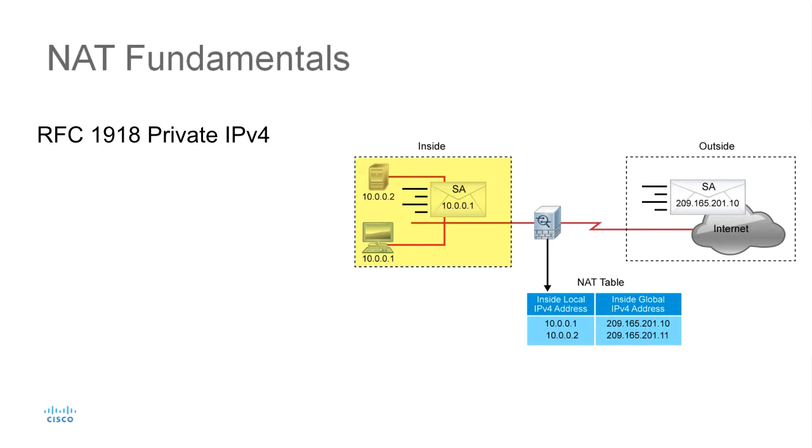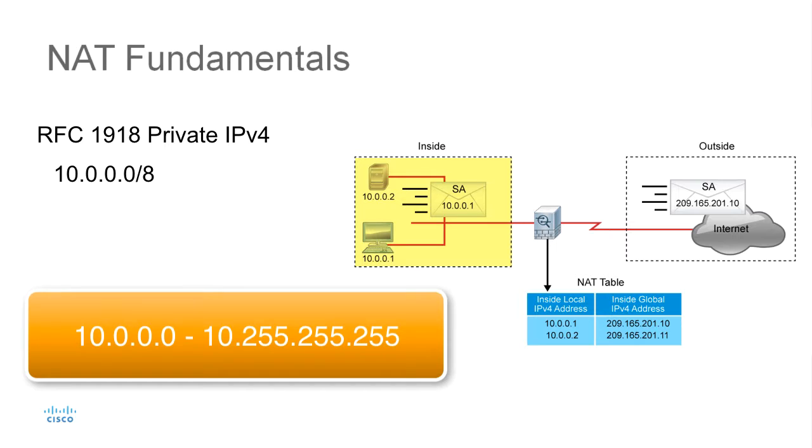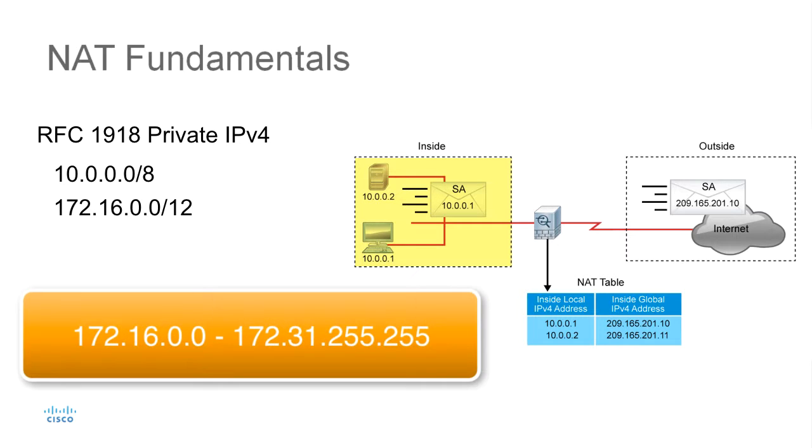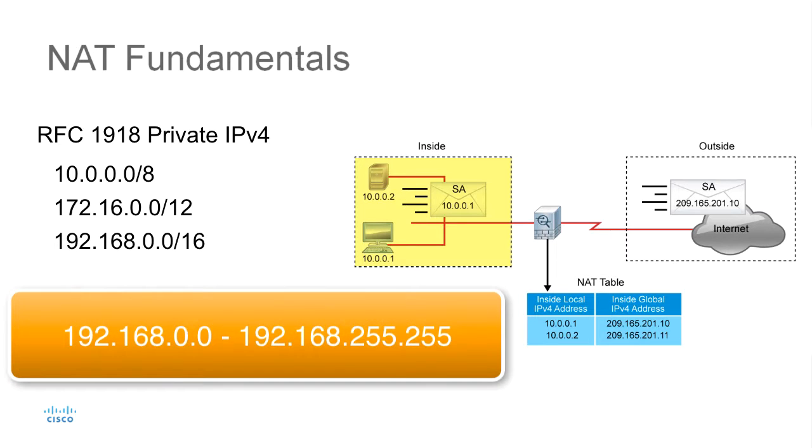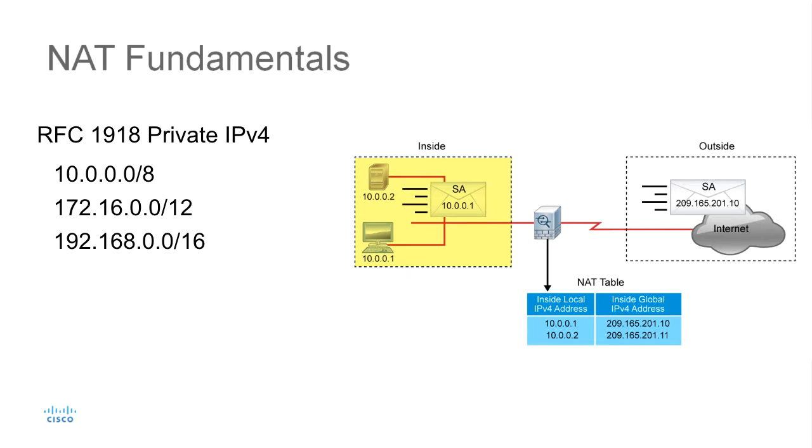The inside local address is likely to be one that falls within the RFC 1918 reserved private IPv4 address space. That reserved address space consists of 10.0.0.0/8, 172.16.0.0/12, and 192.168.0.0/16. These addresses are not routable on the internet.